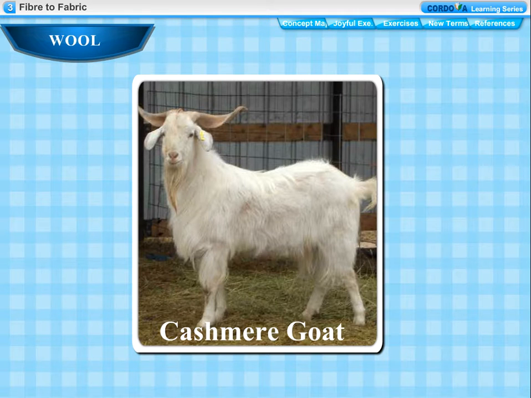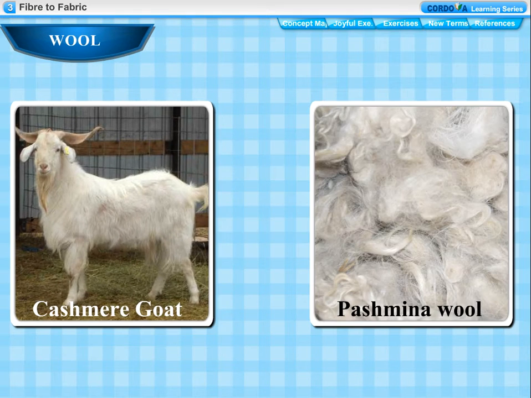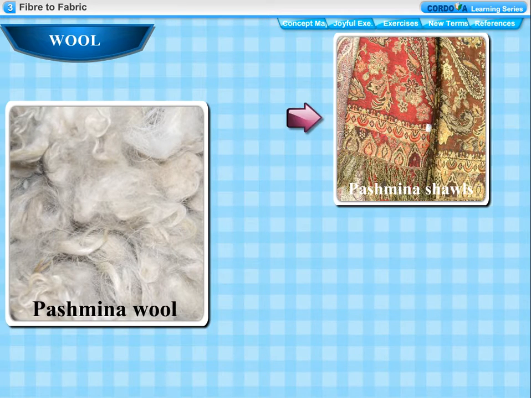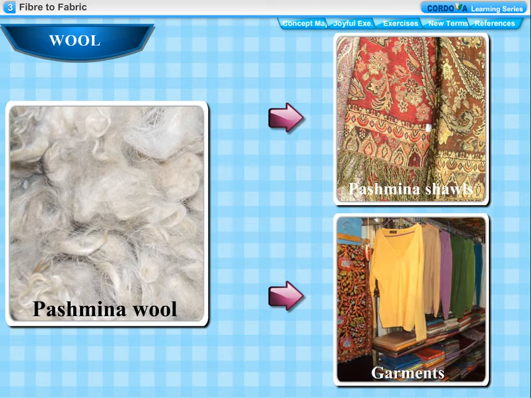Cashmere goat. Pashmina wool is the finest wool obtained from the Kashmir goats found in the Kashmir region. Pashmina wool is woven or knitted into fine pashmina shawls and garments.